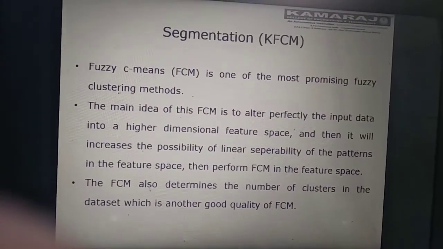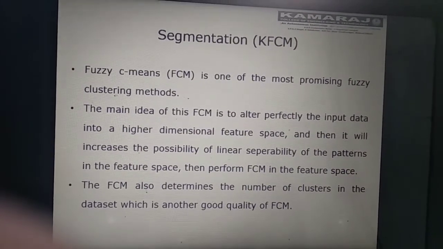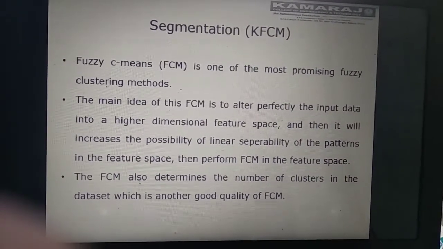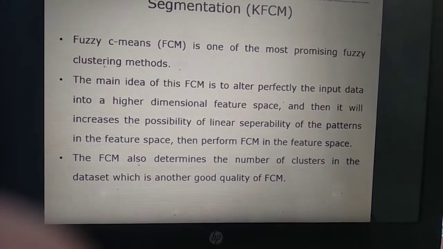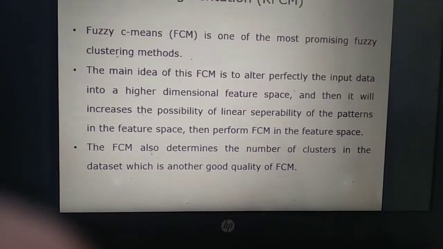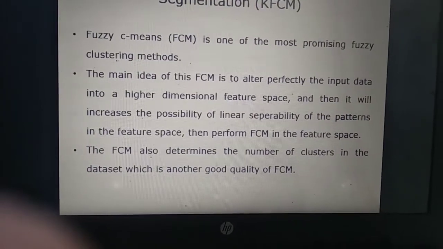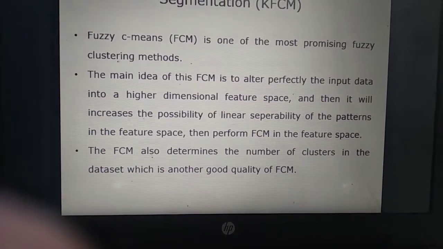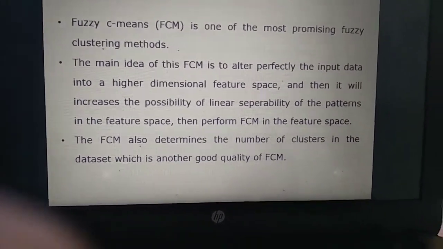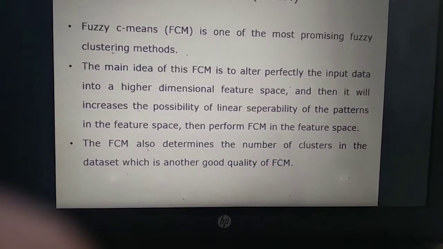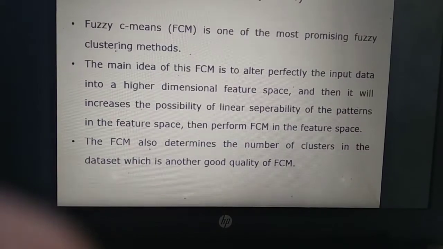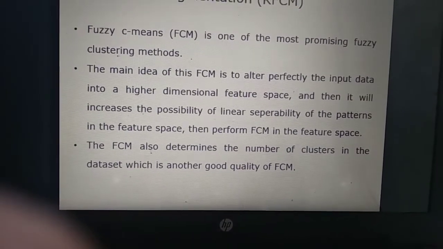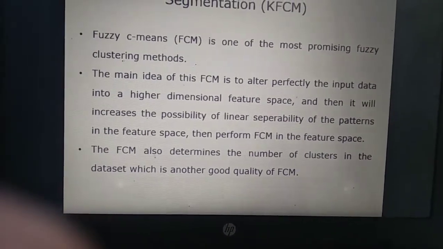Segmentation is done using the fuzzy C-means algorithm. It is one of the most promising fuzzy clustering methods. The main idea of the clustering method is to map the input data into a high dimensional feature space, and then it will increase the possibility of linear separability of the patterns. FCM also determines the number of clusters in the data set, which is another good quality of FCM.